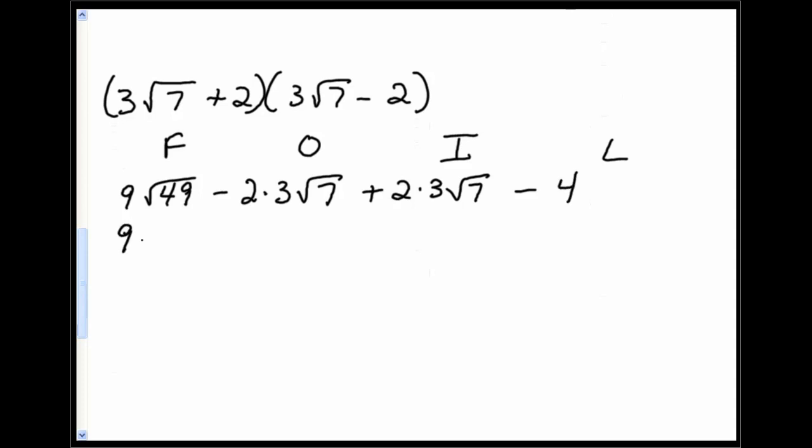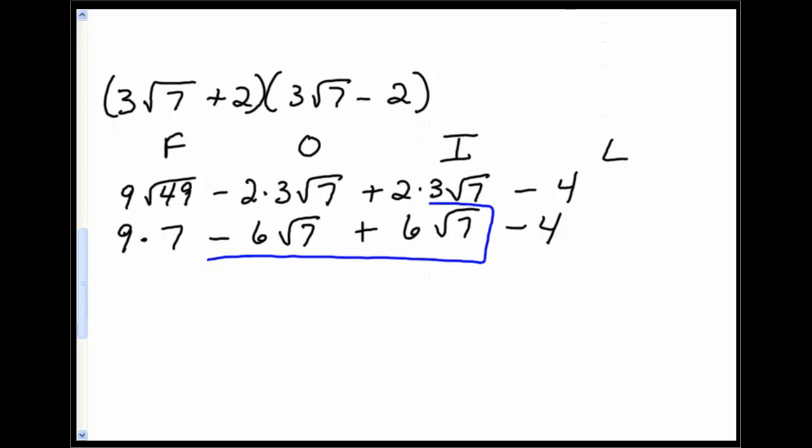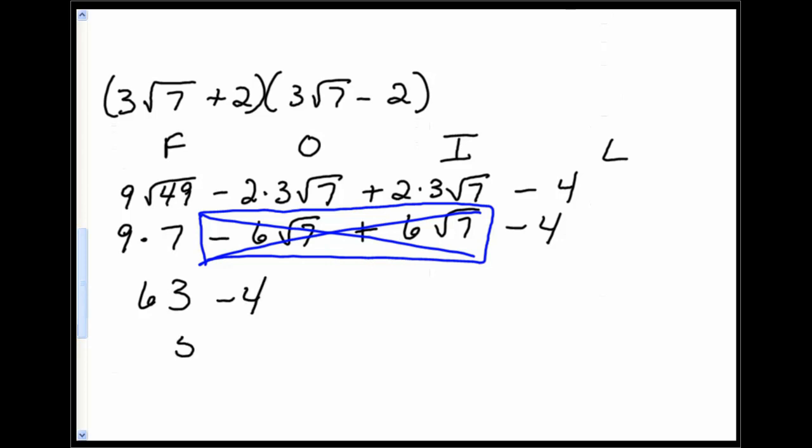So here we have 9 times radical 49 is 7, minus 6 radical 7, plus 6 radical 7, minus 4. Now here we have two like radicals, but what happens here? They are additive inverses, so they add up to 0. They're gone. 9 times 7 is 63 minus 4. 63 minus 4 is 59.